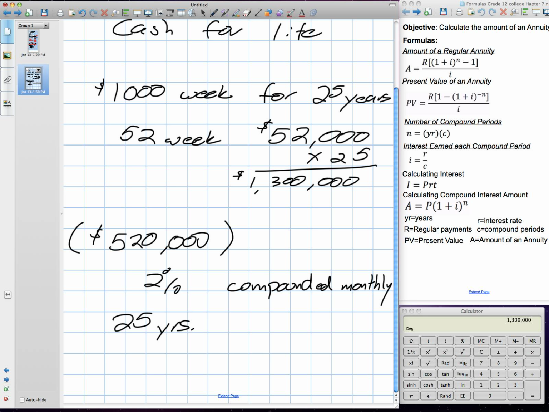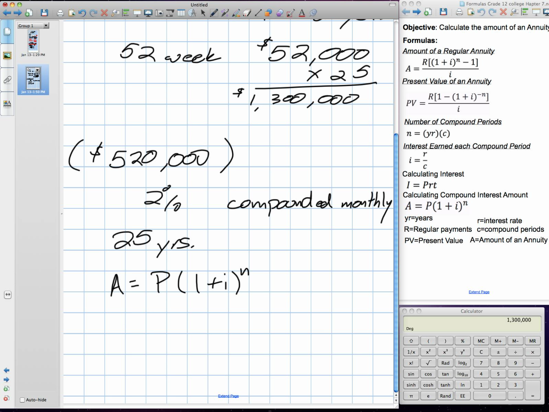in order to solve this, we're going to put this into a formula of compounding interest. Remember, we had the total amount, the principal. The principal is what they're willing to pay you right now. So we're going to see what the principal would be in order for this bank account to work. 1 plus I to the power of n. So your bank account gives you 2% compounded monthly. So that means your I, 2% as a decimal is 0.02, and we're going to be divided by 12.